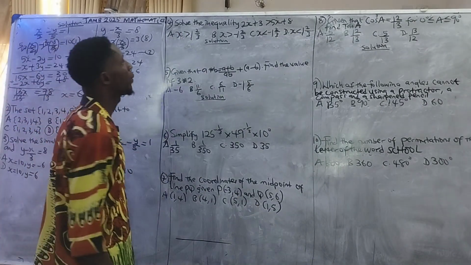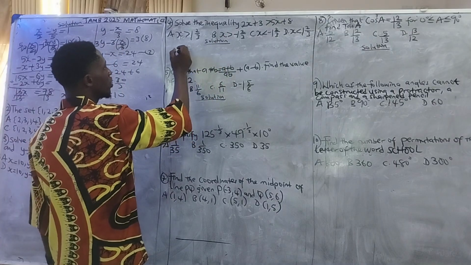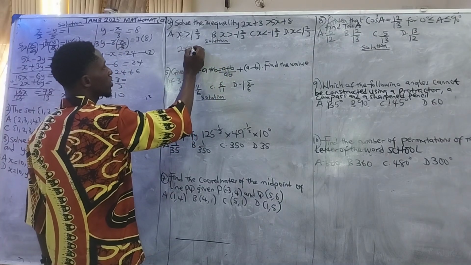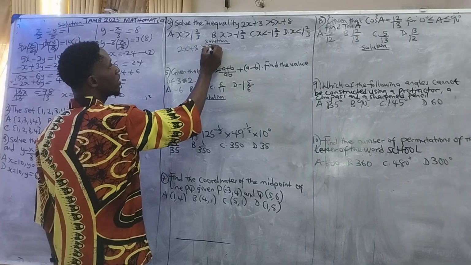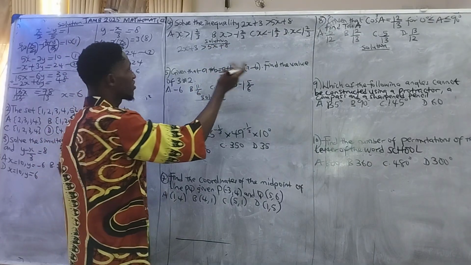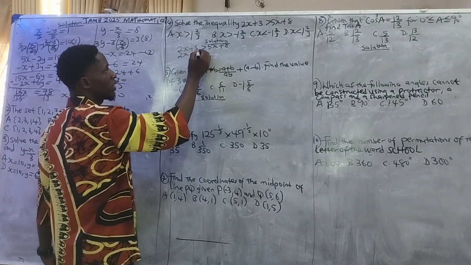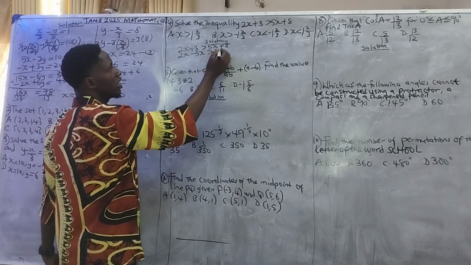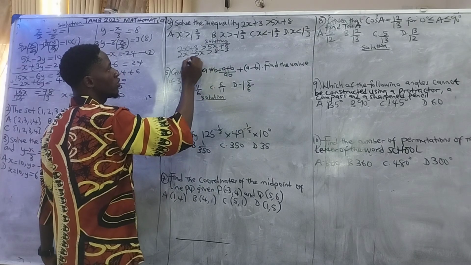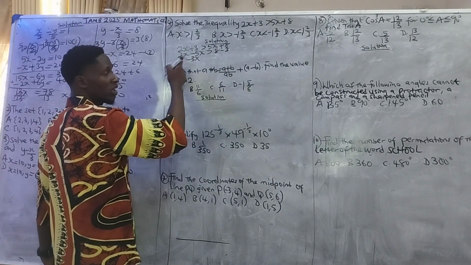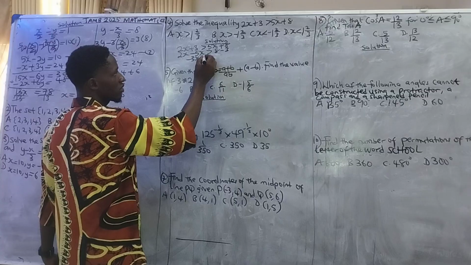We go to number 4. We have to solve the inequality: 2x + 3 > 5x + 8. We'll collect like terms. So we have 2x, when +5x comes here it is -5x, greater than 8 minus 3. This should give us -3x, that is 2x minus 5x is -3x, greater than 5.